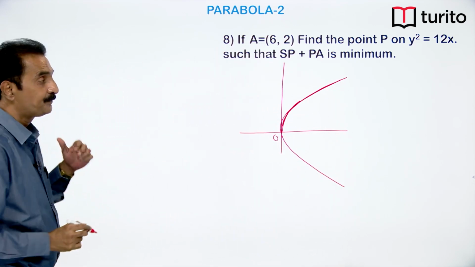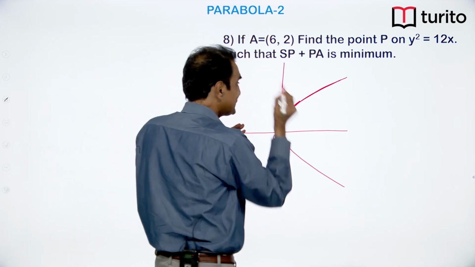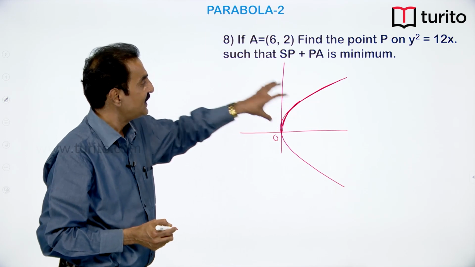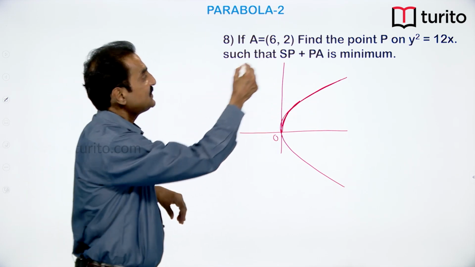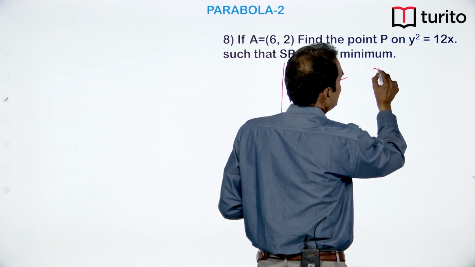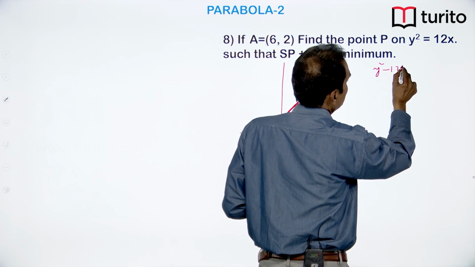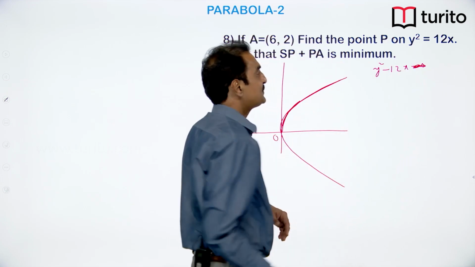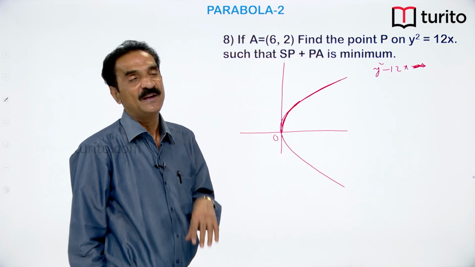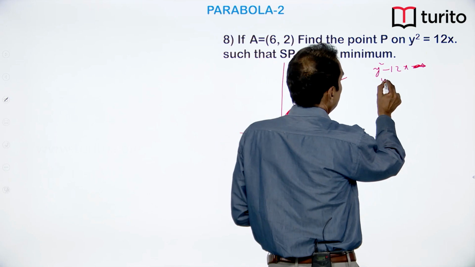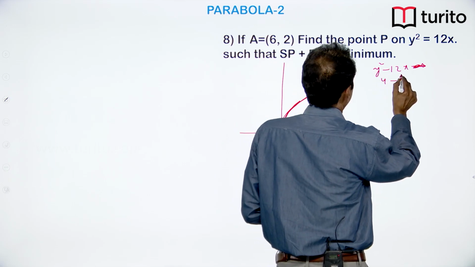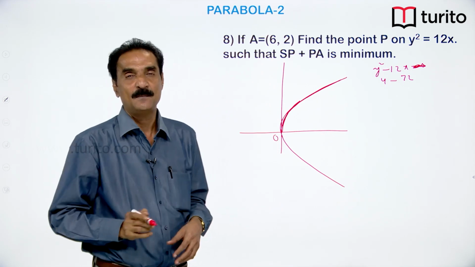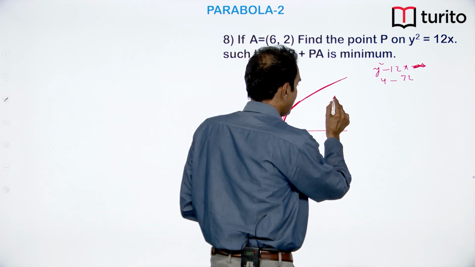Now, (6, 2), where is the point (6, 2)? How to know whether it is inside or outside or on the parabola? Substitute (6, 2) in the equation y square minus 12x equals 0. It may be 0 or may not be 0. Y square is 4 minus 72, negative. So, point (6, 2) is inside the parabola. So, I will take it here.